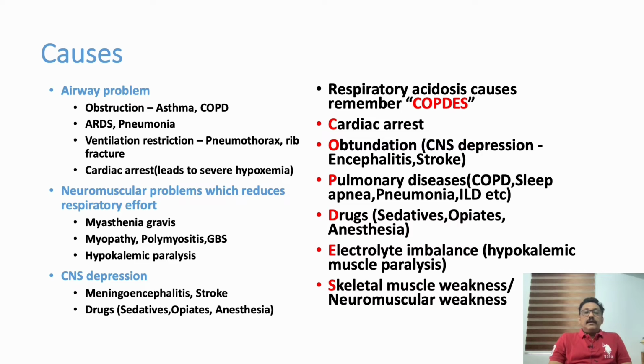Electrolyte imbalance, hypokalemic muscle paralysis, that is very important. Hypokalemia as such will produce metabolic alkalosis, but hypokalemia-induced respiratory muscle weakness will produce type 2 respiratory failure. Skeletal muscle weakness and neuromuscular weakness like GBS or polio can also produce muscle weakness and diaphragm weakness, and the patient can develop type 2 respiratory failure. So you can remember with the mnemonic COPDs.